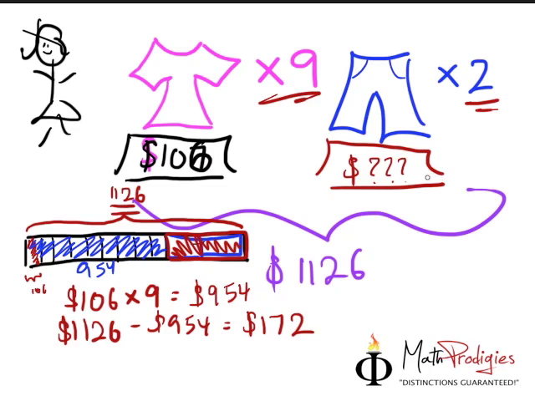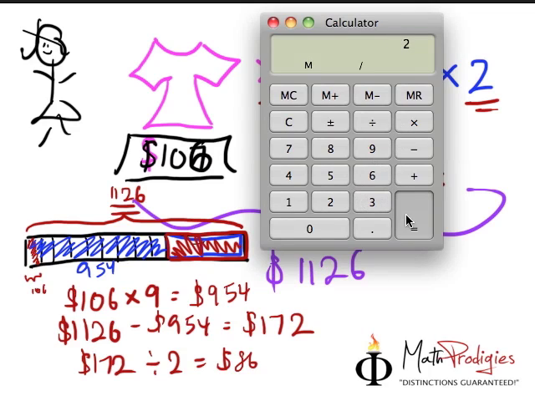So how do you find the cost of 1? Very simple. We take 172, which is the cost of the 2 jeans. We divide it by how many? By 2. Good job. Okay. Therefore, we get the answer of $86, I think. Let me just check this out. Divide by 2. $86. Yes, I am right.